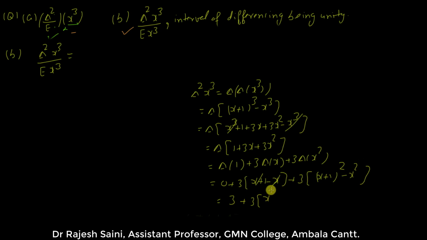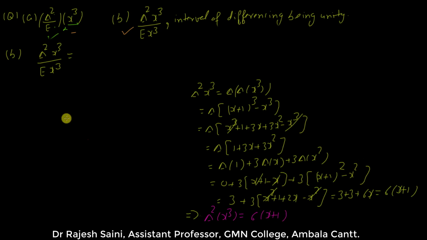3. Open the square, x square plus 1 plus 2x minus x square. Done. This x square to x square will cancel out. This will be 3 plus 6x. This is nothing but 6, and it is x plus 1. This implies that we have calculated delta square x cube is equal to 6 times x plus 1. Done. So I am going to substitute this value over here. It is 6 times x plus 1.